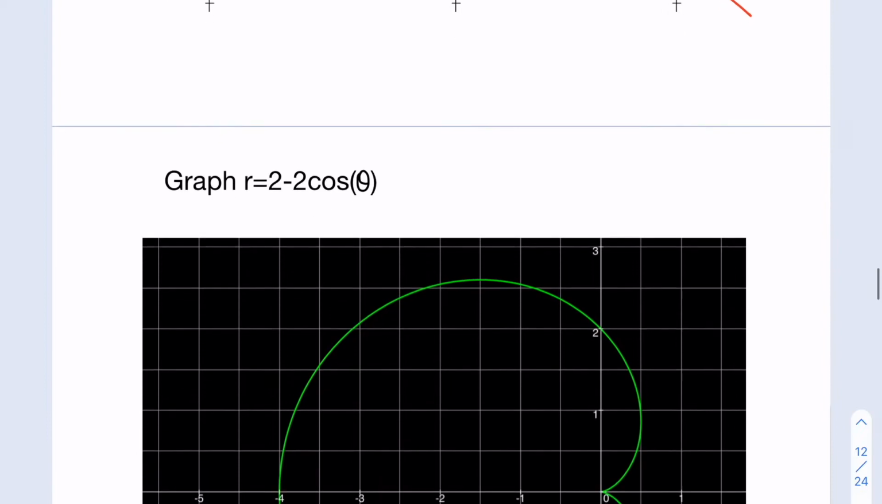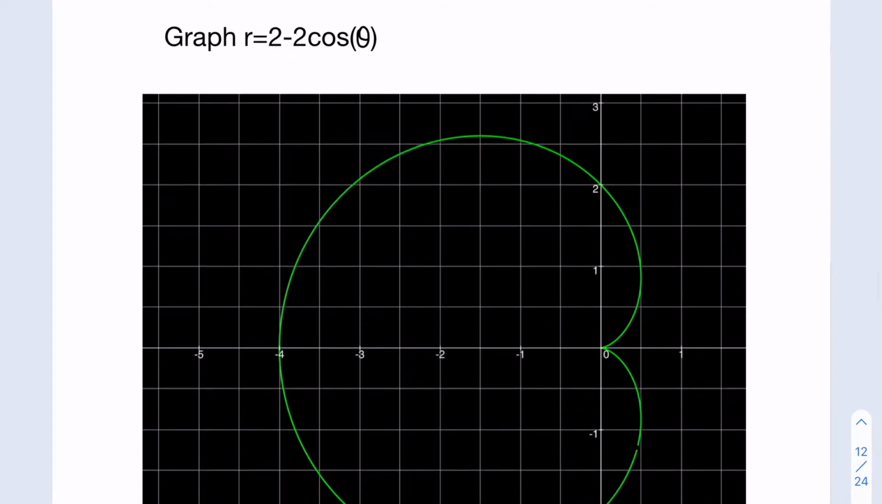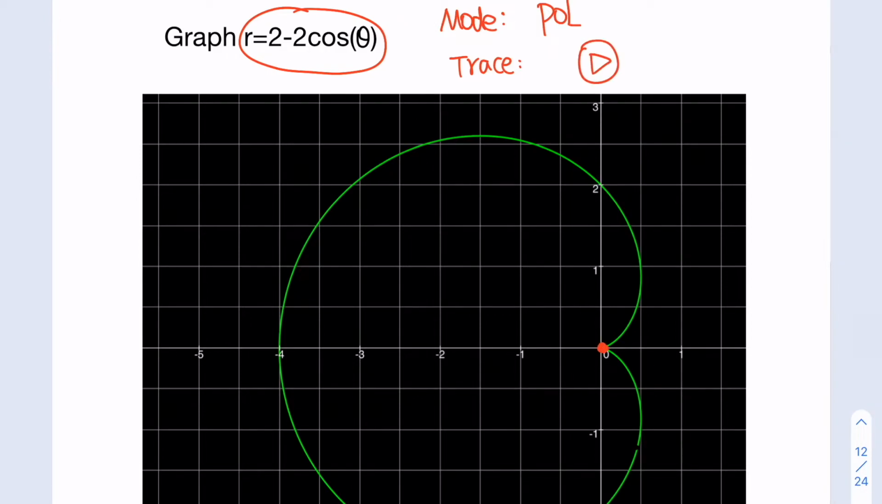Let's have a look at the graph of polar coordinates. How do you graph polar functions? First you click mode in your graphing calculator and change to polar system. If you look at the graph, it will look like this. Now you can click trace, it will show you 0. So you start from here. If you press the arrow, it will show you the direction. As theta increases from 0 until 2 pi, it will come back to 0. So this will finish the whole graph here.